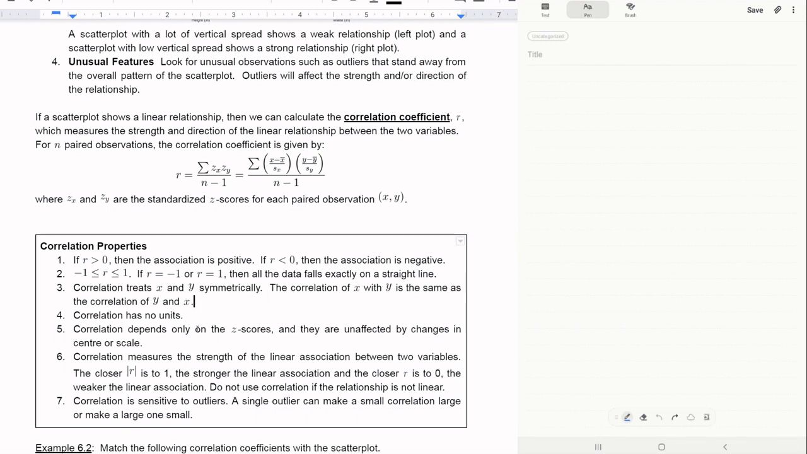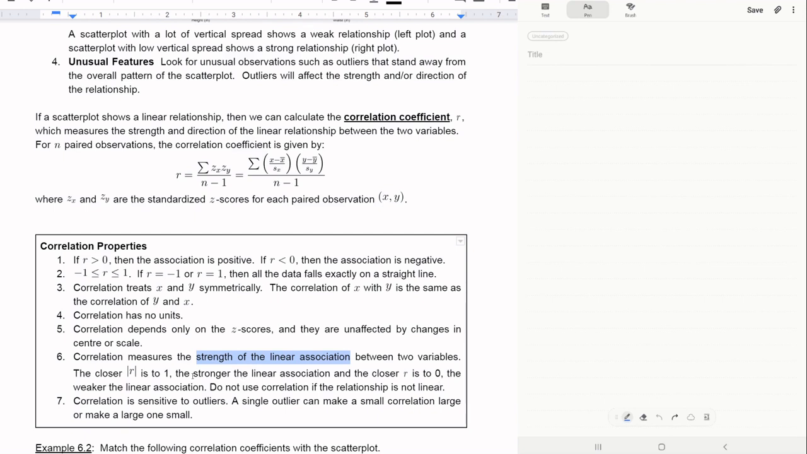The correlation will also measure the strength of the linear association between the two variables. So the closer the magnitude of r is to 1, so if it's very close to +1 or -1, then the stronger the linear association, and if it's closer to 0, then the weaker the linear association. And we really shouldn't be using the correlation coefficient if the relationship is not linear.